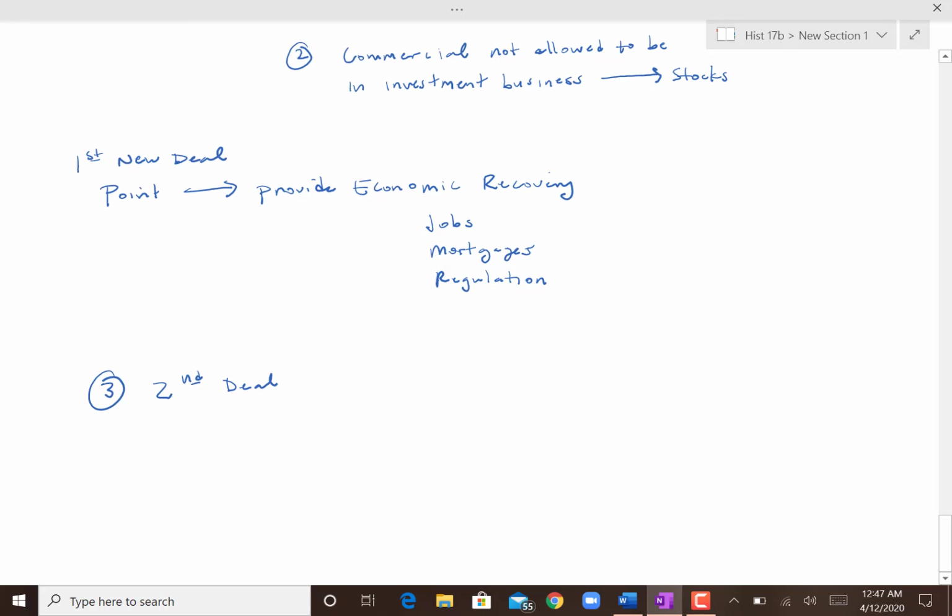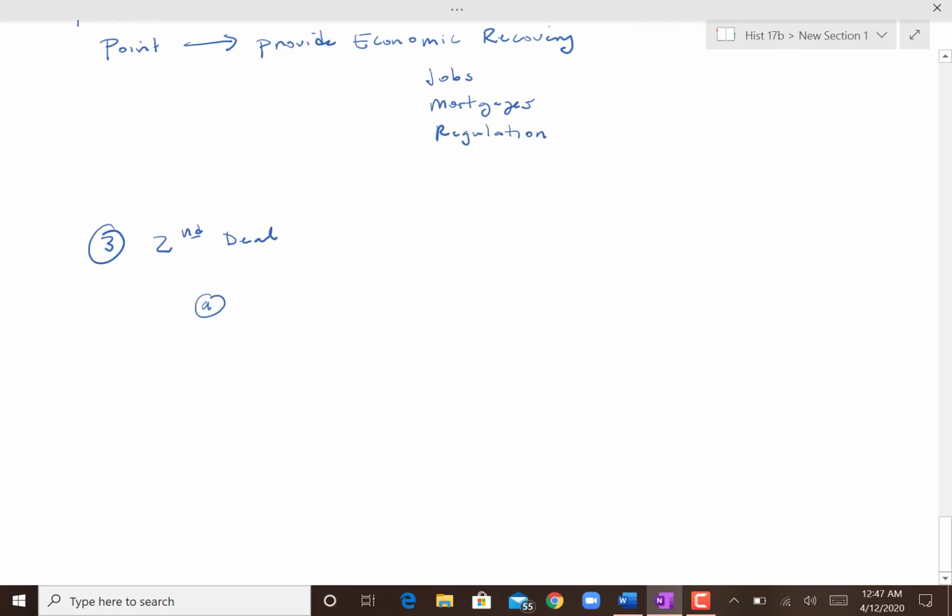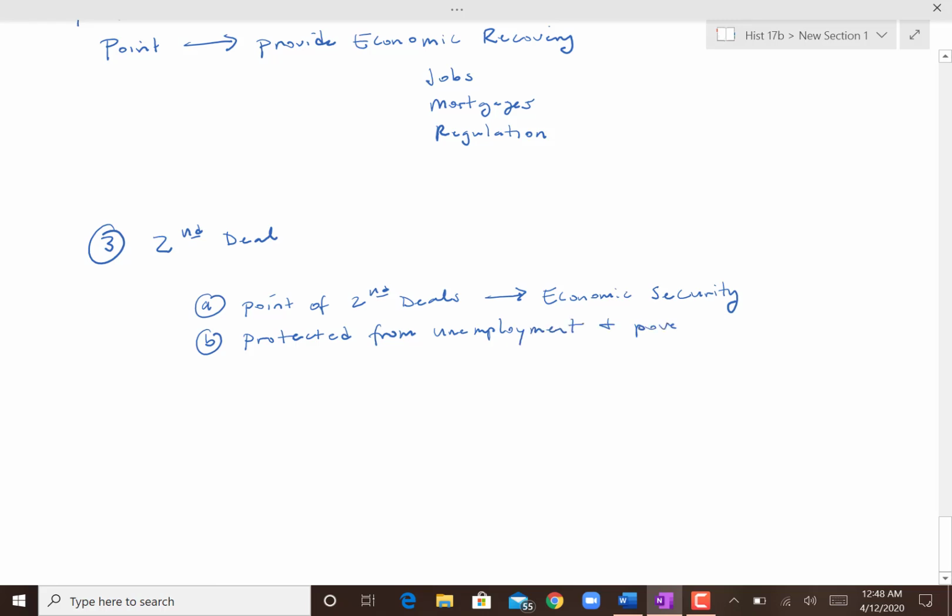And the hope that this would end the Great Depression, it obviously didn't. And so the second New Deal was created, and so the first was economic recovery. The second New Deal was economic security, trying to essentially guarantee to Americans that they would be protected from unemployment and poverty. You had some of that with the jobs and the acts in the first New Deal, but this one's going to target that even more, and was, again, in response to the fact that the first New Deal hadn't brought the United States out of the Great Depression.